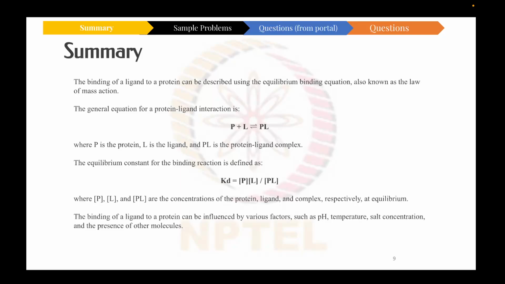The equilibrium constant for the binding reaction, the dissociation constant Kd, is calculated as the concentration of the protein multiplied by the concentration of the ligand divided by the concentration of the protein-ligand complex at equilibrium. The dissociation constant represents the concentration of ligand at which half of the available protein binding sites are occupied. It is a measure of the affinity of the protein for the ligand, with a lower Kd indicating a stronger interaction.